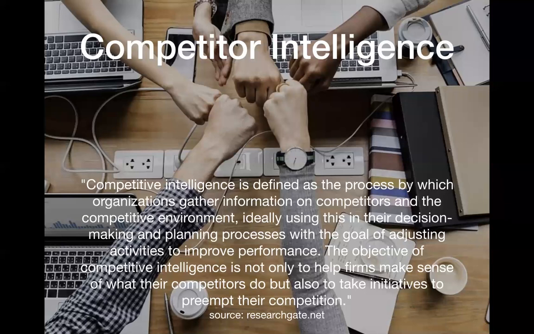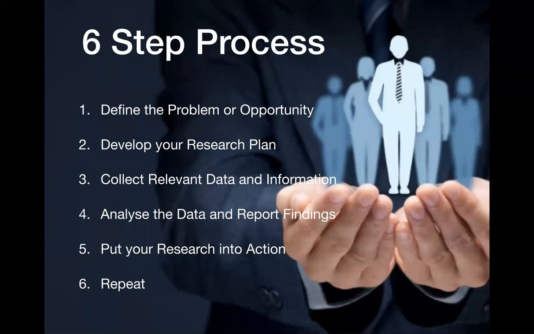And they carry on by saying the objective of competitive intelligence is not only to help firms make sense of what competitors are doing, but also to take initiatives to preempt the competition. And again, that's really important. It's fine to see things with hindsight and after the event, but what we're trying to do here is to spot those trends so that we can preempt activity and make things happen prior to it happening, so that we can get a strong strategic gain at all times. So market intelligence gives us that wider perspective. Competitor intelligence gives us that view of the competitive activity and our position in that competitive environment.